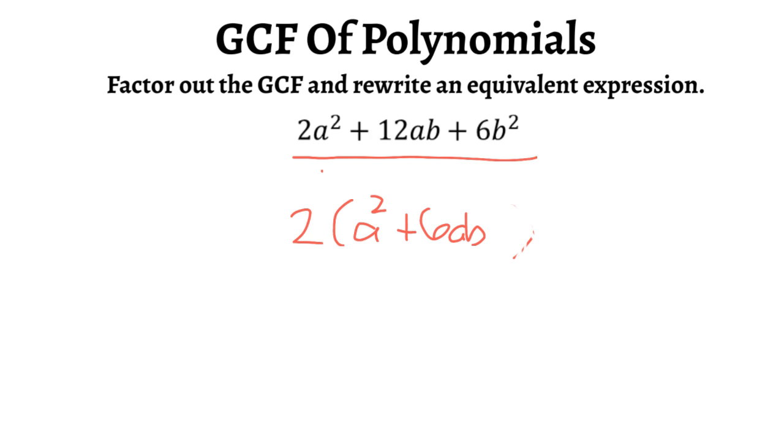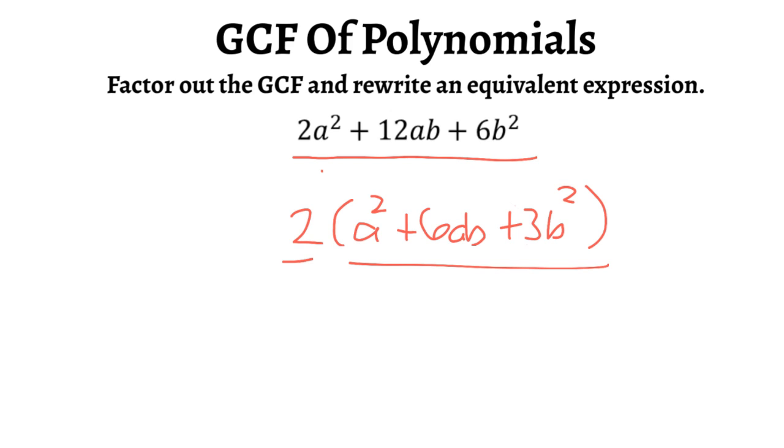And then lastly, if I look at the last term, 6b squared, if I divide the last term by 2, 6 divided by 2 is 3. And that leaves me with a positive 3b squared. And those are my factors: 2 and a squared plus 6ab plus 3b squared.